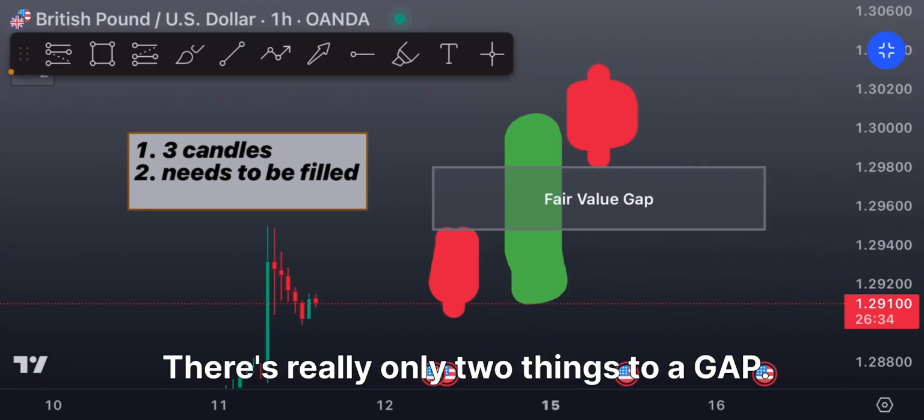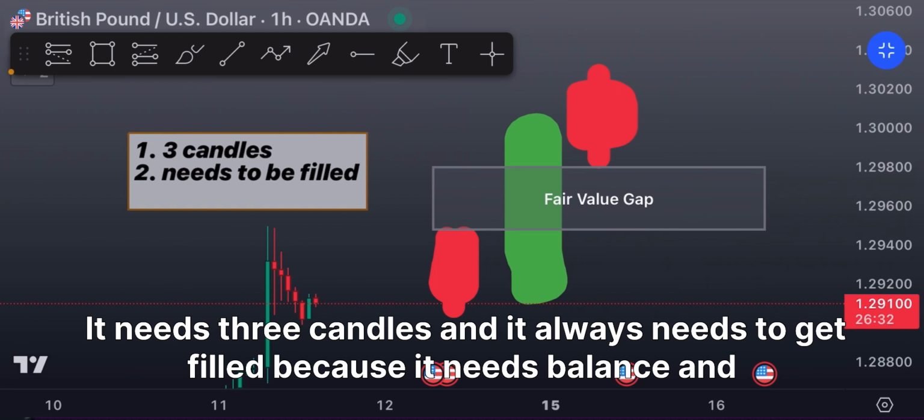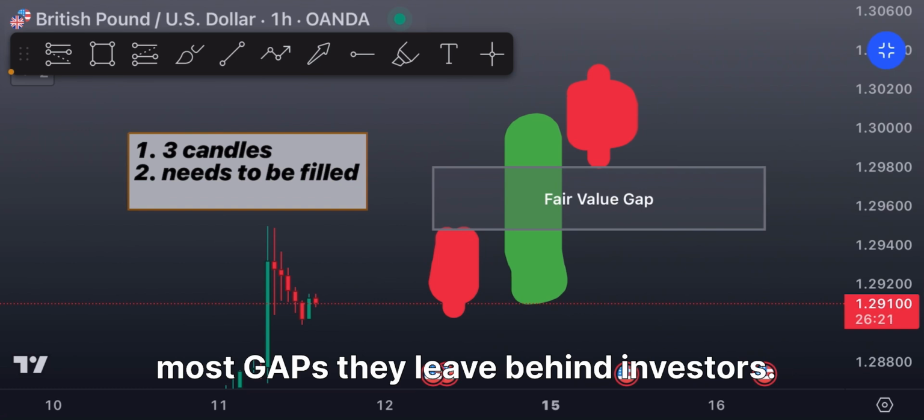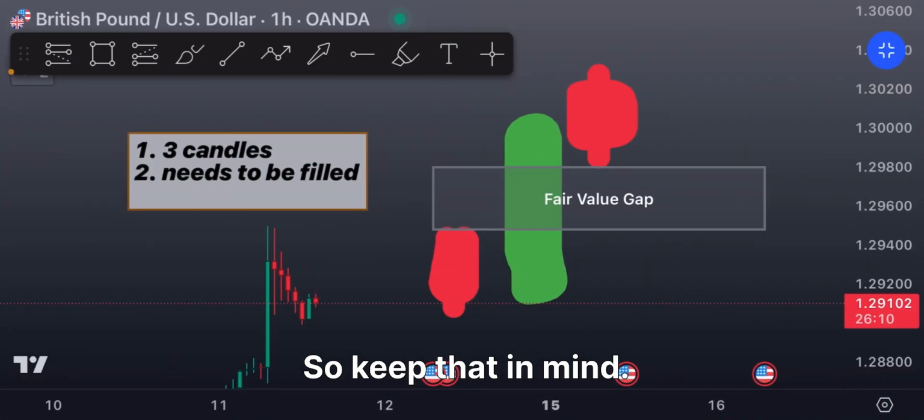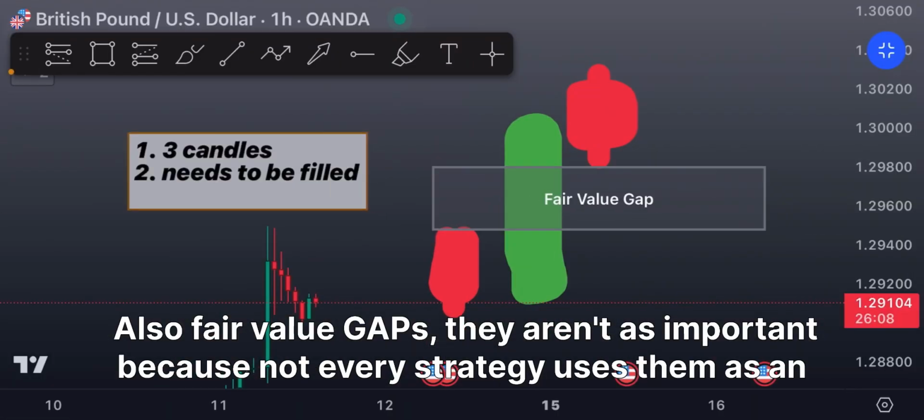There's really only two things to a gap. It needs 3 candles and it always needs to get filled because it needs balance, and most gaps leave behind investors. So once they get filled, investors usually come in and make it go the same direction, right? So keep that in mind. Also, fair value gaps aren't as important because not every strategy uses them.